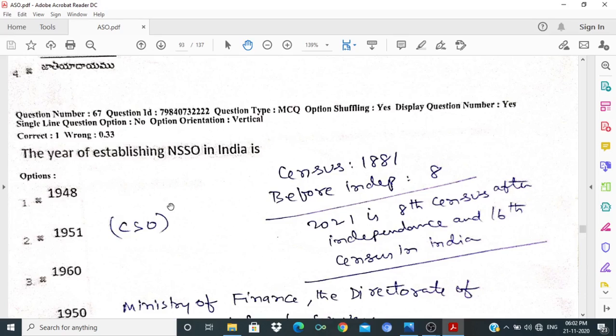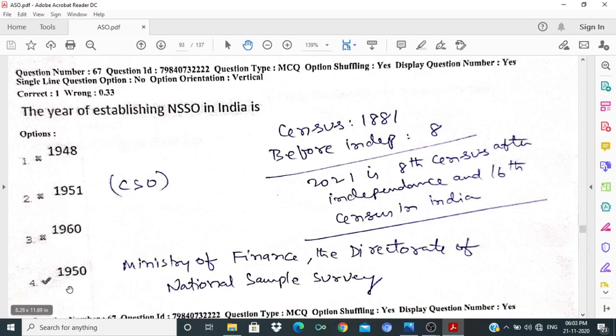The year of establishing the National Sample Survey Organization in India is 1950. In 1951, the Central Statistical Organization was established. The first census in India was conducted in the year 1881. Before independence, 8 censuses were conducted. In 2021, the 8th census after independence will be conducted. In total, the 2021 census is the 16th census in India.